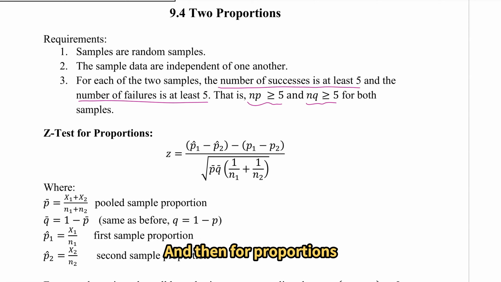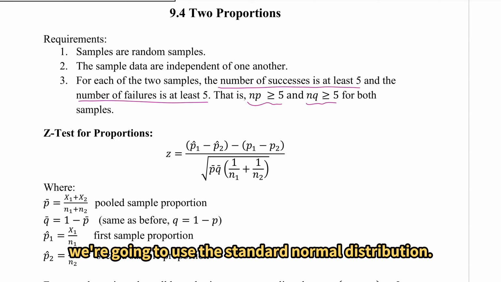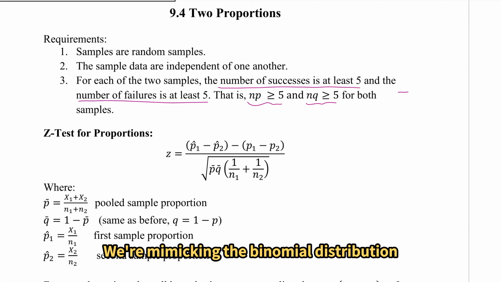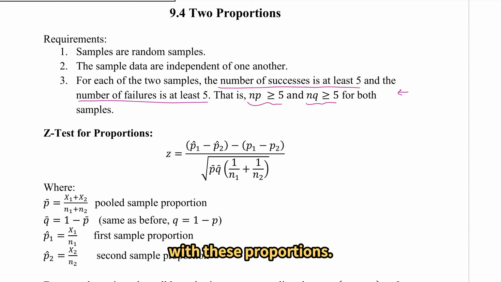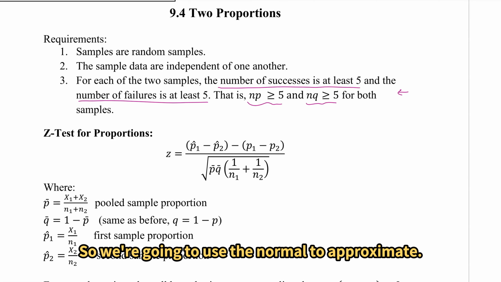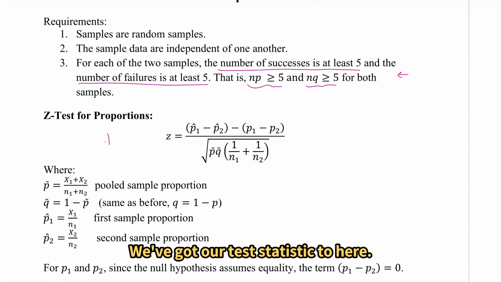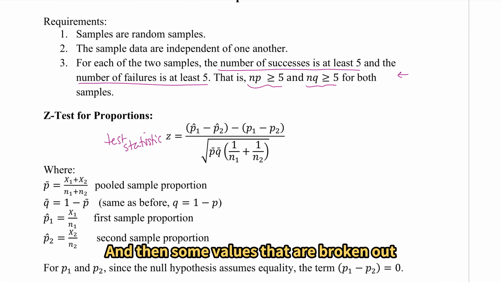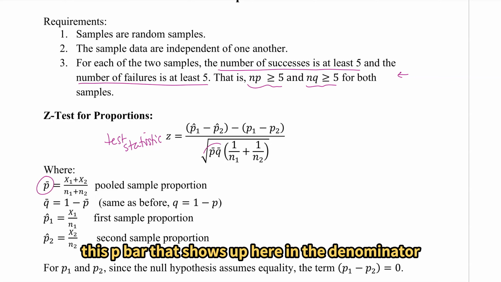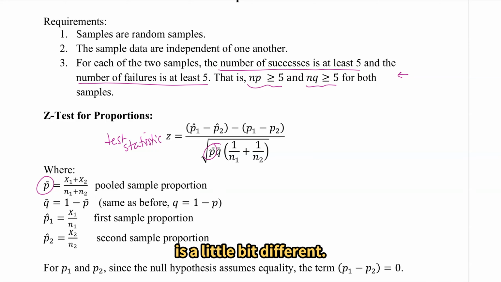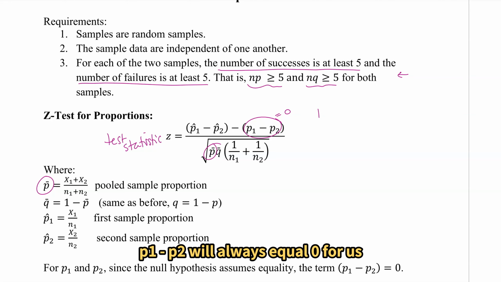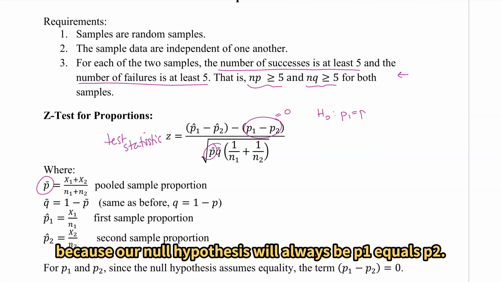And then for proportions, just like we were doing in Chapter 8 and Chapter 7 with proportions, we're going to use the standard normal distribution. We're mimicking the binomial distribution with these proportions, so we're going to use the normal to approximate. And we've got our test statistic here, and then some values that are broken out. This p bar that shows up here in the denominator is a little bit different. P1 minus P2 will always equal 0 for us because our null hypothesis will always be P1 equals P2.